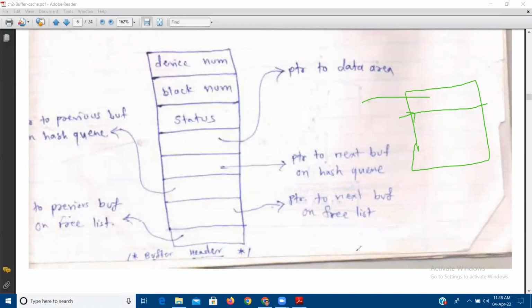So for a while, keep in mind, 2 data structures are used by the kernel to maintain the buffers. One data structure is called a hash queue and another data structure is called a free list. It is a doubly linked list, so it is also called the free list. All free buffers are kept on the free list and all busy buffers are kept on the hash queue. Both these data structures, though one is a queue and the other a linked list, are implemented with the help of a doubly linked list.